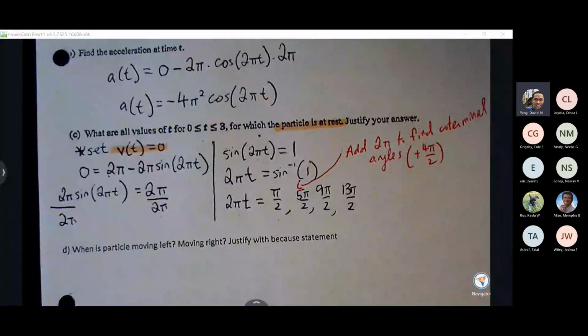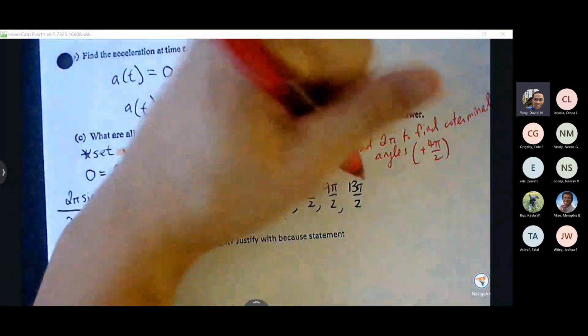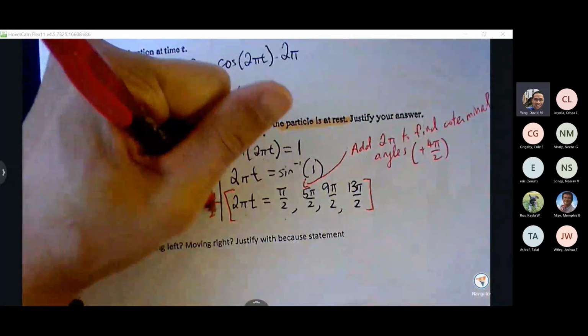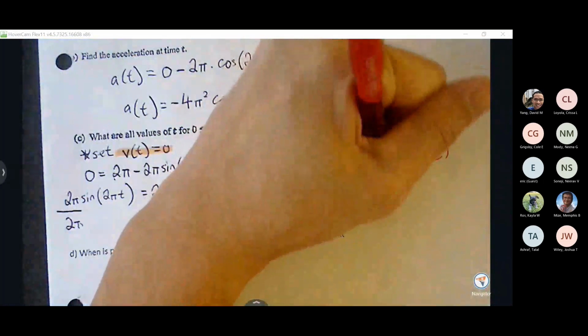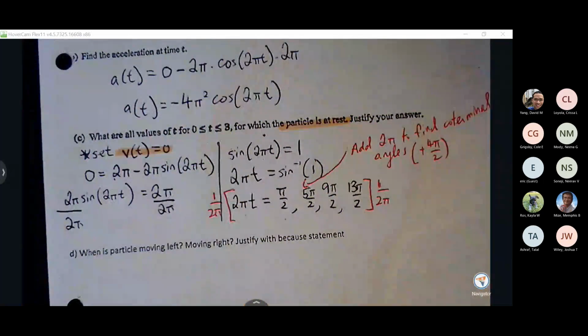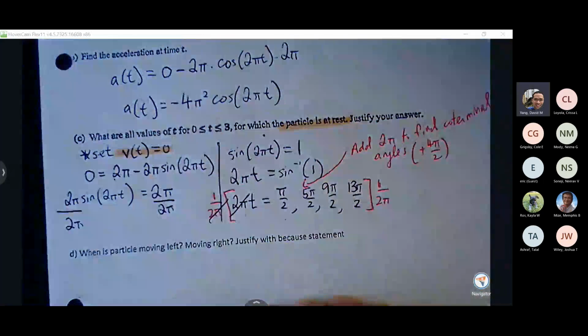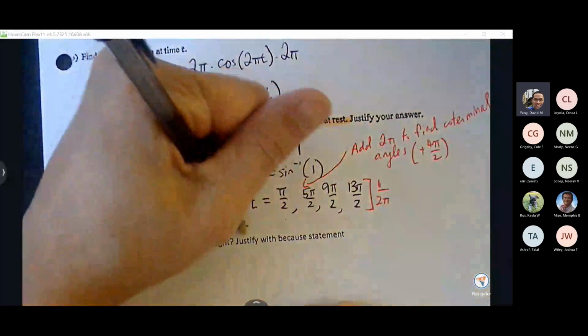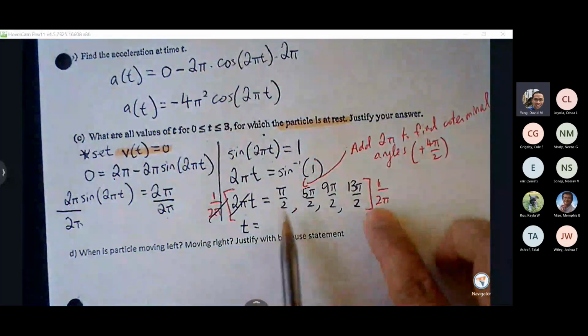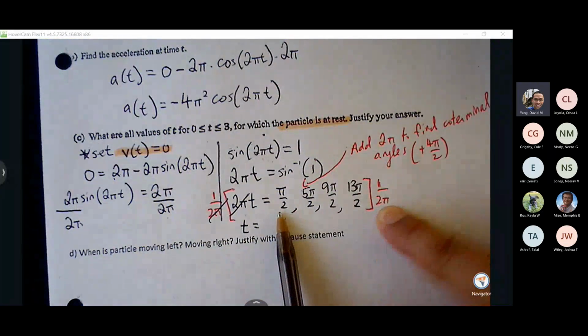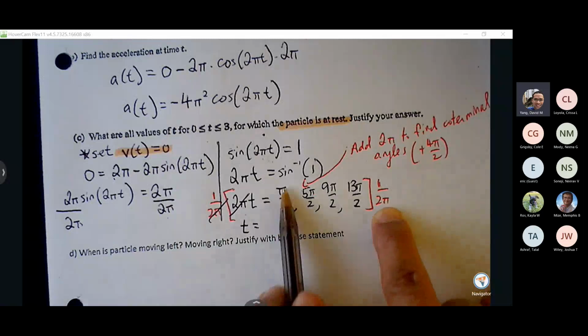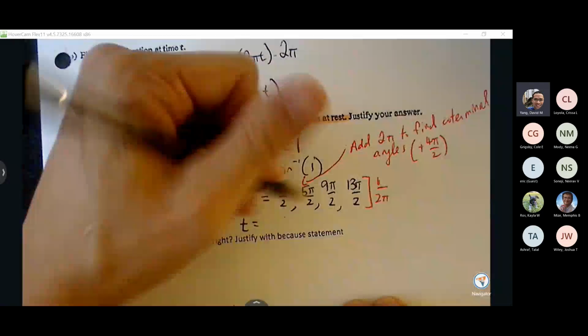Okay. I want to solve for t, so I'm going to divide by 2 pi. Dividing by 2 pi is the same thing as multiplying by 1 over 2 pi. So that isolates my t variable here. Multiply across. What's this first term going to give me? 1/4. The pi's cancel out. The 2 times 2 becomes 4.